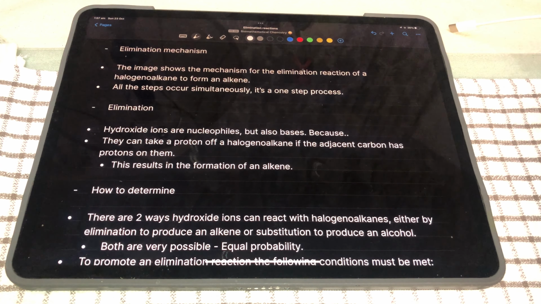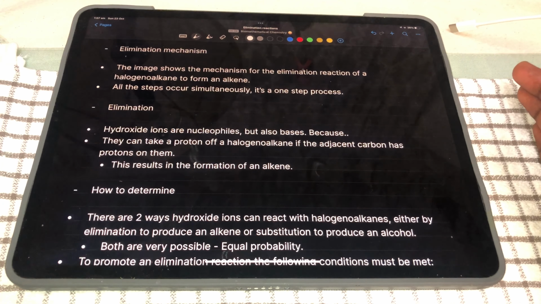Now, you were probably thinking, how can I determine, if an examiner tells me, or if I look at an exam and they say, here's a hydroxide ion, here's a halogen alkane, draw out the mechanism, whether it's nucleophilic substitution or an elimination reaction? They don't say it quite like this, but for the sake of explaining, I'll put it this way. And they make it very obvious in the test by saying one or two things.